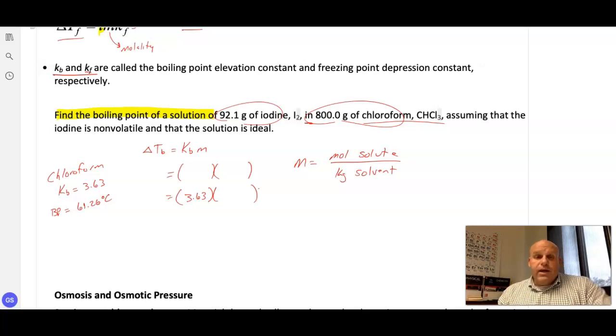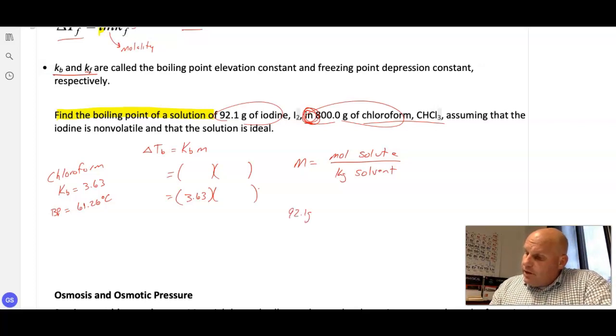Sometimes also the wording helps. Find the boiling point of a solution of 92.1 grams of iodine in 800 grams. Because it says "in," that's my clue that the iodine is the solute and the chloroform is the solvent. Okay, so we need to do a couple conversions here.